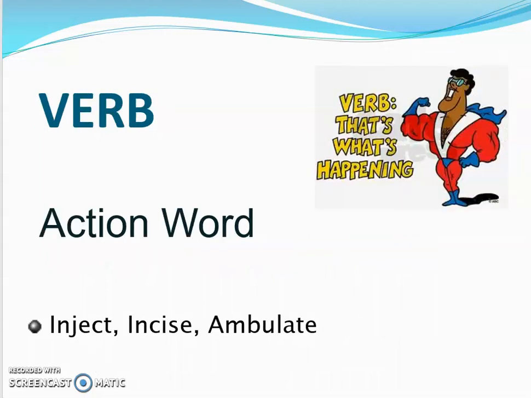Verbs are action words: to inject, incise, ambulate. You may be familiar with that first word, inject, which literally means to inject. To incise is to cut, and to ambulate is to move or walk around. And I love the little cartoon here, verb, that's what's happening. These are action words, as I said. As I go through this, by the way, I'm going to be giving you examples of words. I don't expect you to learn the words, for example, inject, incise, ambulate. You don't need to know those yet. I do want you to be familiar with what a verb is.